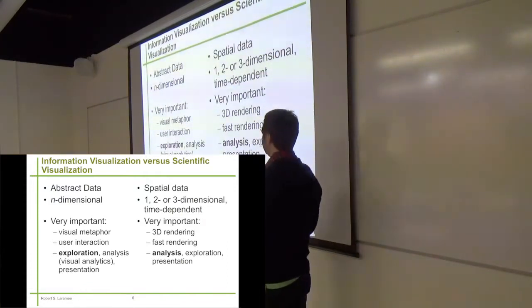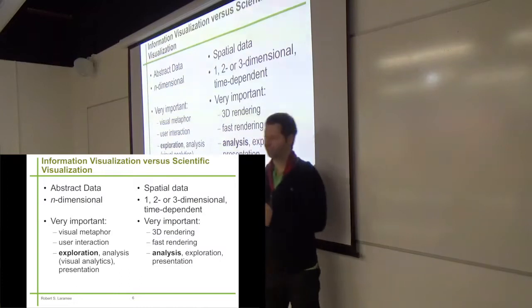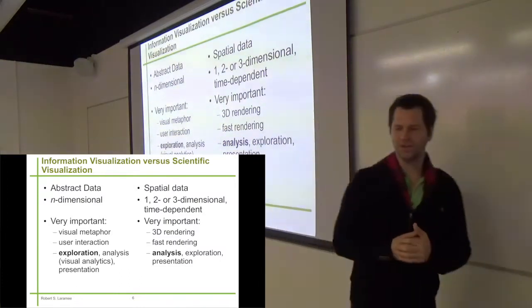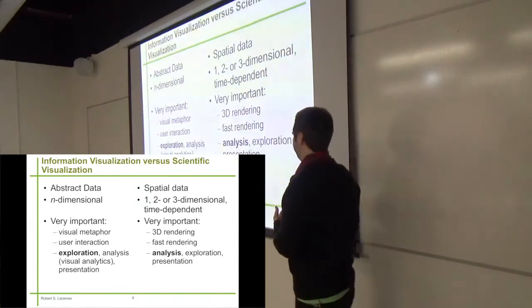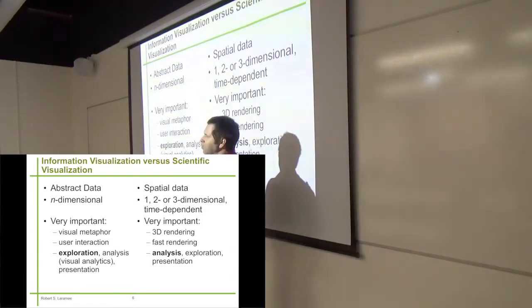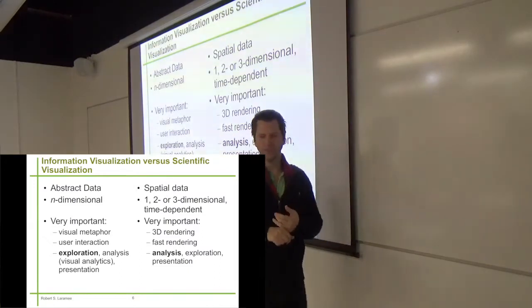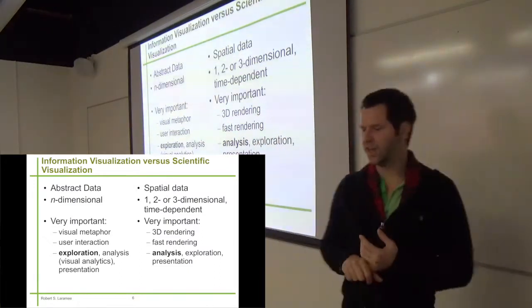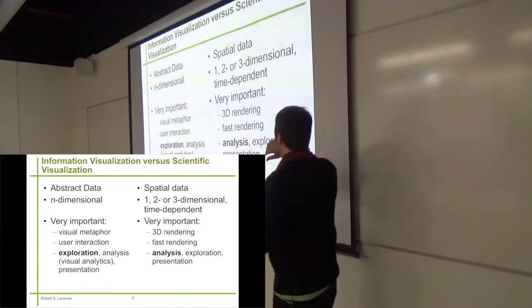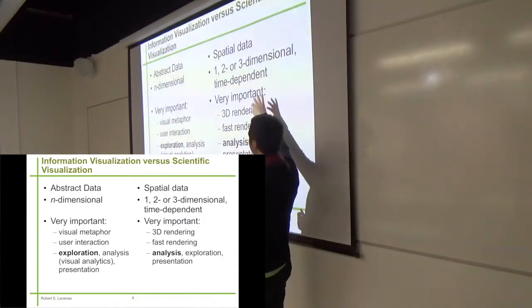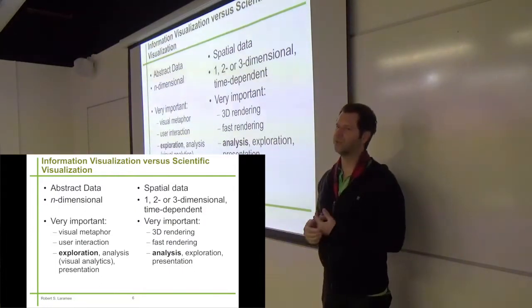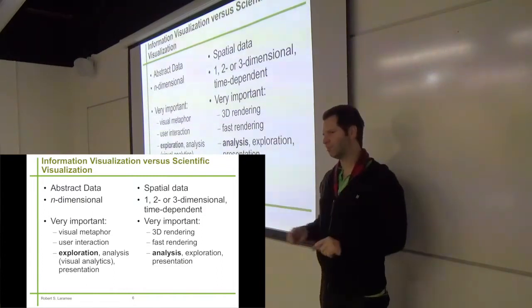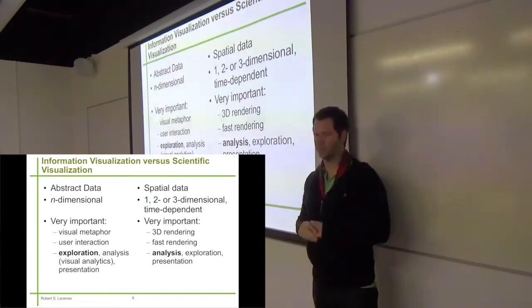Information visualization is all about abstract data. That's data that is very often stored in spreadsheets, and very often stored in databases, as opposed to scientific data. Scientific data is usually stored on a grid, a spatial grid, like a 2-dimensional or 3-dimensional spatial grid, or as an image. That's also scientific data.